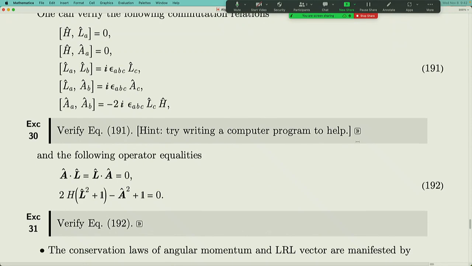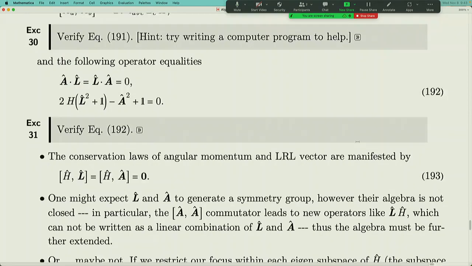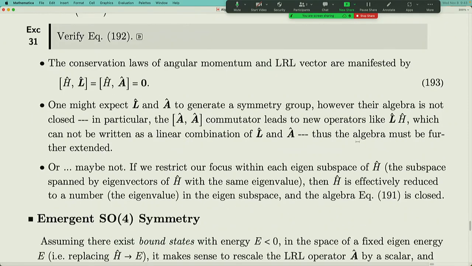And then one can also check that there are some additional relations, for example, A dot L and L dot A equal 0, which means A and L are always orthogonal to each other. This is true because A, this LRL vector, is lying in the orbital plane, but the angular momentum is perpendicular to the orbital plane, right? So no matter which direction A lies, it must be perpendicular to the angular momentum operator. That's why this operator equation also holds, and you also have another equation like that.